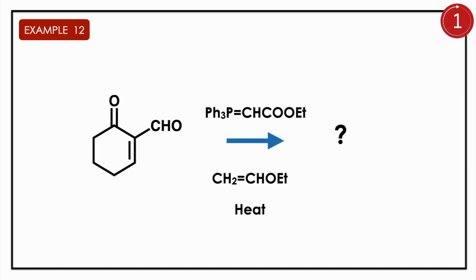Then the next example. Here you have cyclohexenone, which is an alpha, beta unsaturated ketone. At the alpha position you have an aldehyde. Then you are using a phosphorus ylide with an ester side chain, and vinyl ethyl ether, heating it up. You should find what will be the final product.